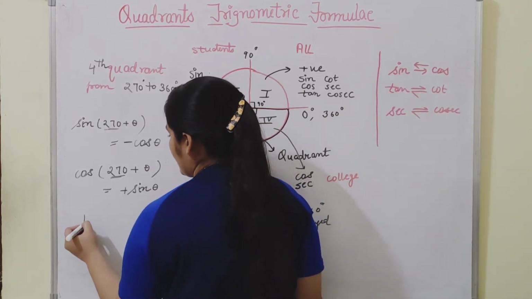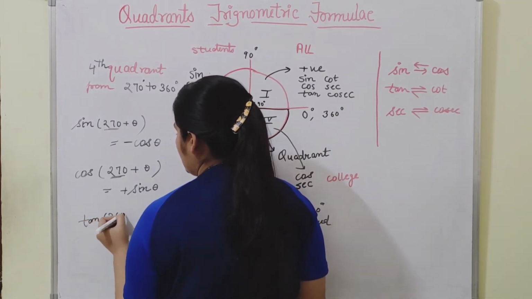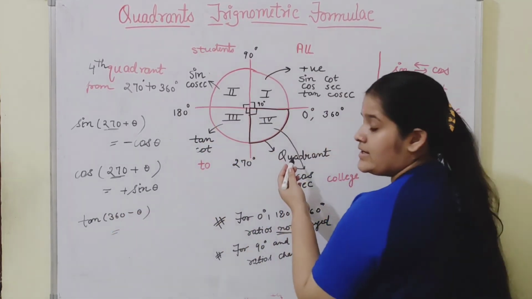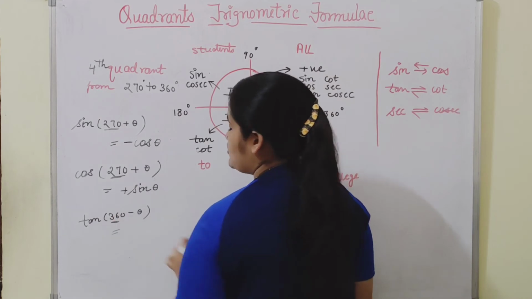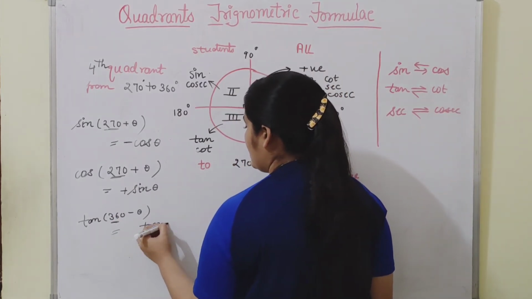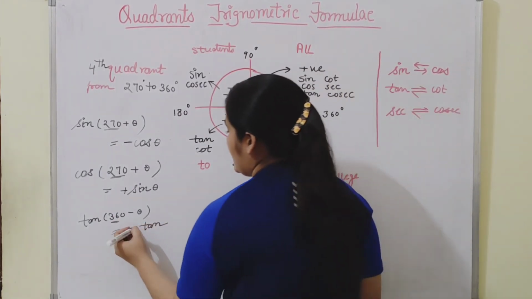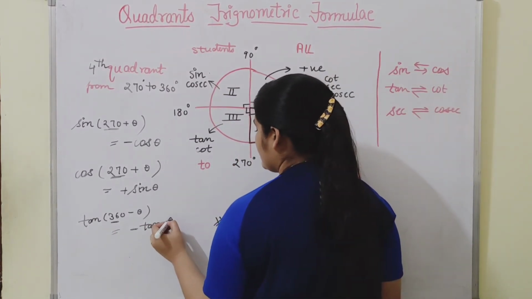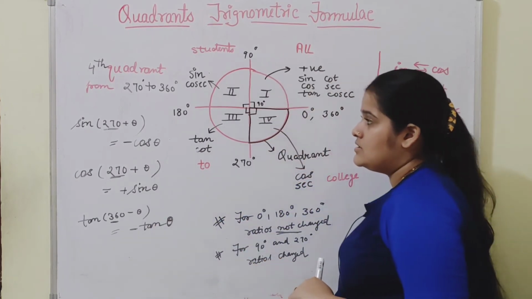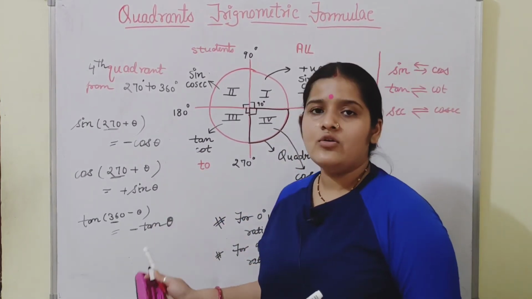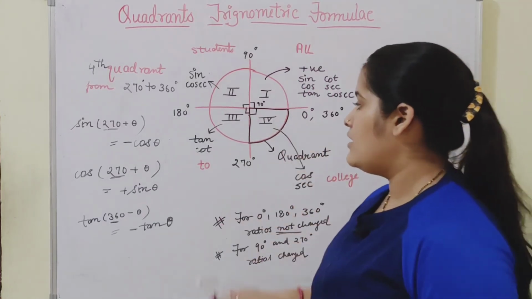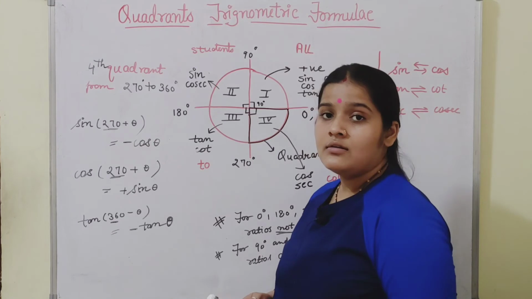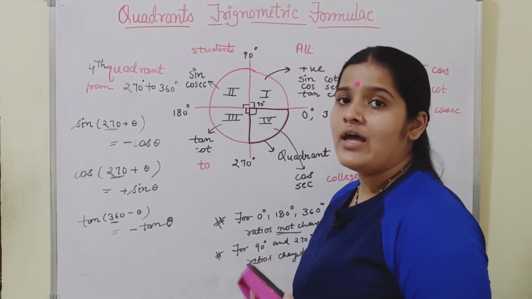Next, tan 360 minus theta lies in the fourth quadrant. 360 is being there, the ratio is not changed, just tan is being there, and the value is negative because only cos has a positive value in the fourth quadrant, so minus tan theta. So this is the way to calculate the quadrant trigonometric formulas. Now how do we put that in a question and how do we calculate the values?